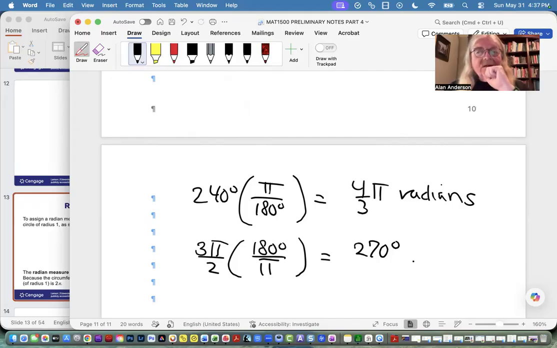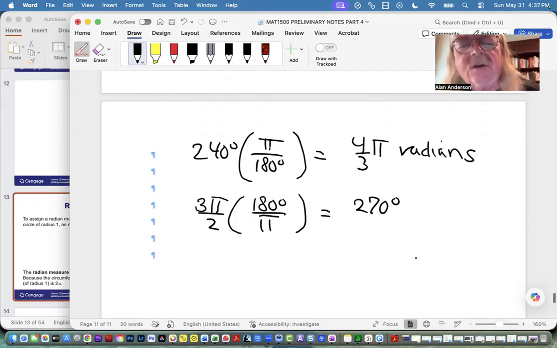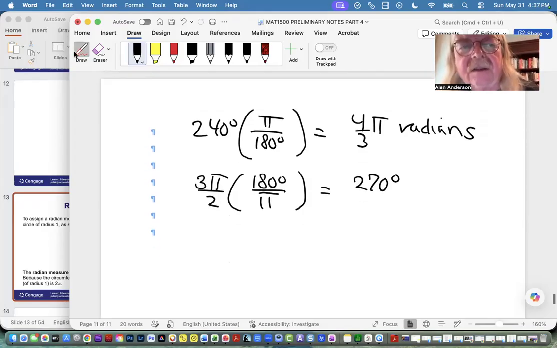Now, on your calculator, when we get to a later chapter, when we start doing a lot of examples with trig functions, I'll show you that you can actually change the mode, switching it back and forth between degrees and radians. And so that way it can do a lot of this for you.